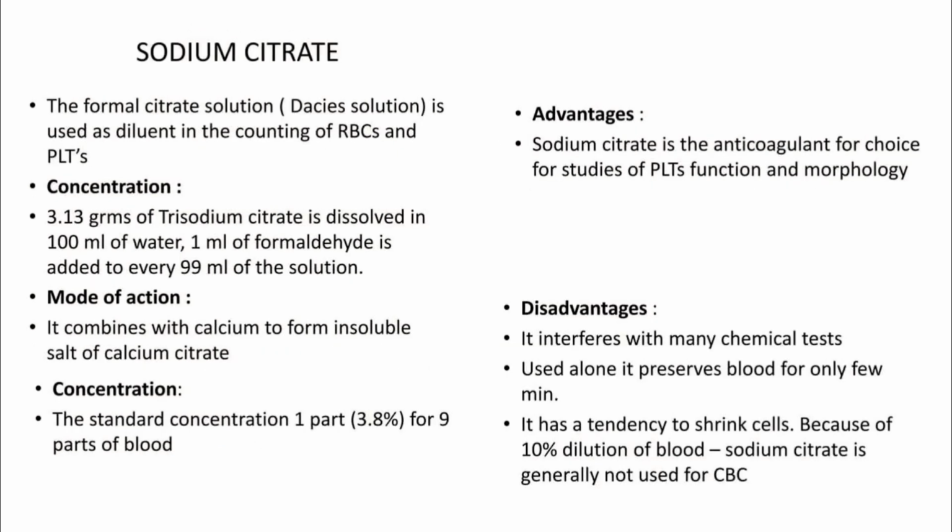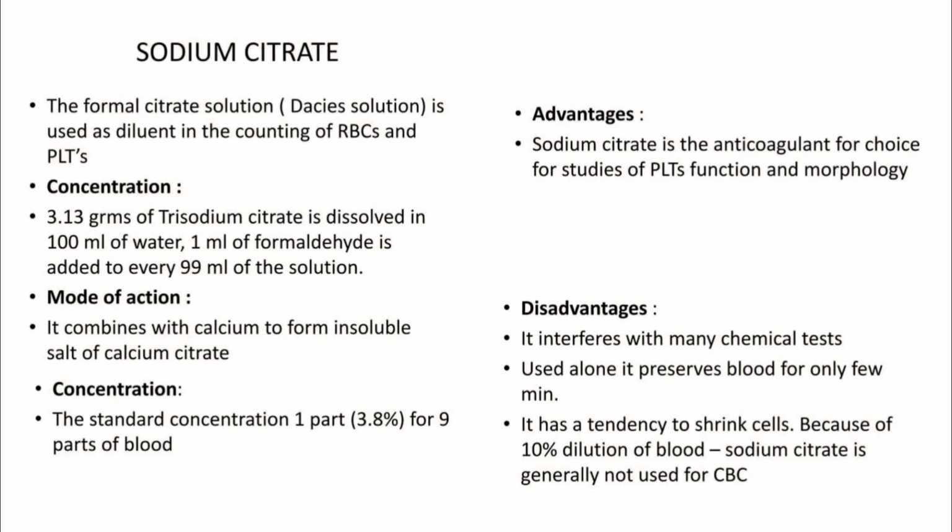Then sodium citrate. The formal citrate solution is used as a diluent in the counting of RBCs and platelets. Its concentration: 3.13 grams of trisodium citrate is dissolved in 100 ml of water. 1 ml of formaldehyde is added to every 99 ml of solution. Mode of action: it combines with calcium to form the insoluble salt calcium citrate. The standard concentration is 1 part of 3.8% solution to 9 parts of blood.